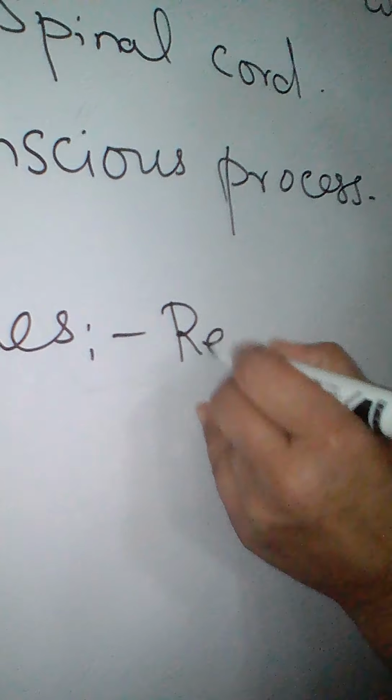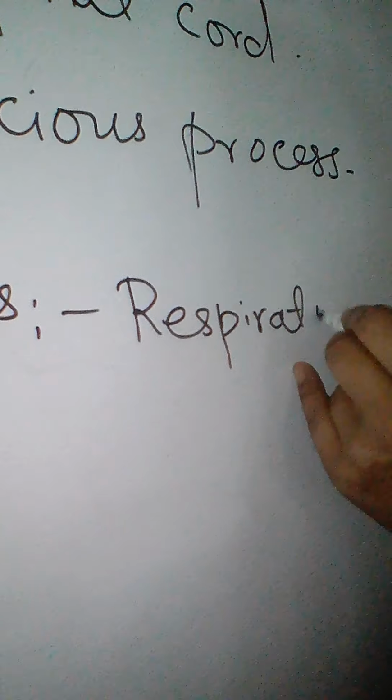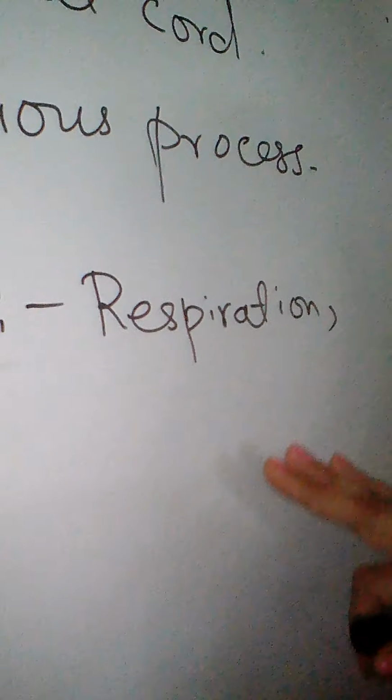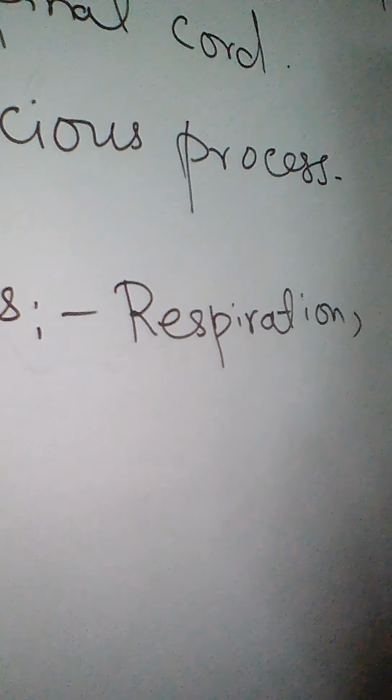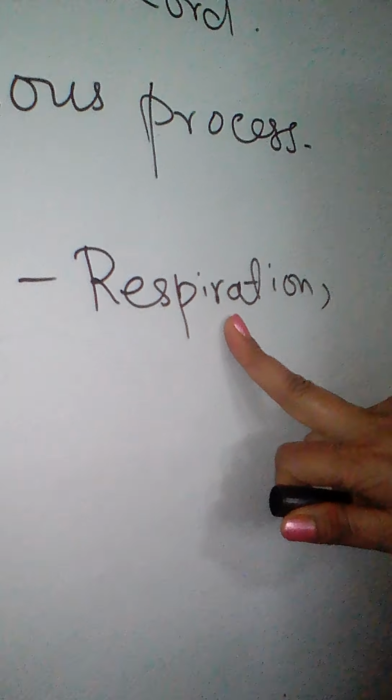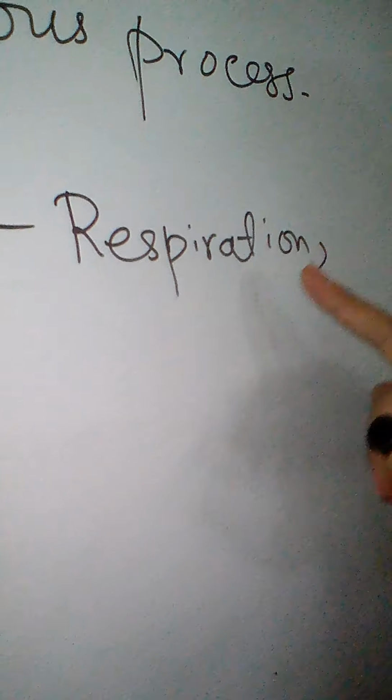Examples are, for example, respiration. Whether we are happy or sad, sitting, sleeping, or doing any activity, the process of respiration continues automatically. So involuntary actions are also called automatic actions. Respiration, then photosynthesis. Photosynthesis is also an example of involuntary action.